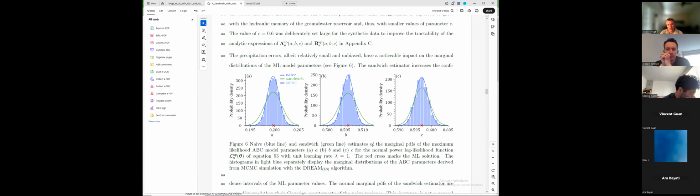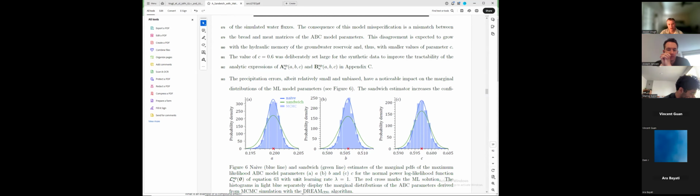Now, if you work that out, I can look at the univariate distribution. This is the naive distribution, and this is the sandwich distribution. These differences are small, but this is only a 25% error in rainfall. We're using the correct model, okay? Everything else is still correct. It's only rainfall. You already see it has an effect.